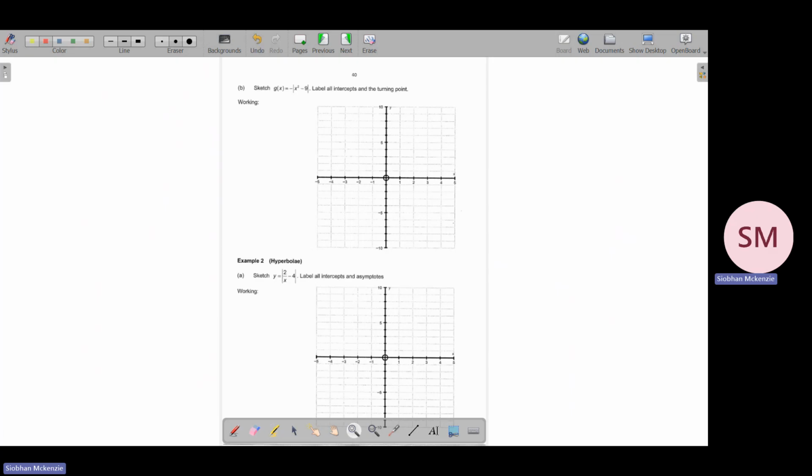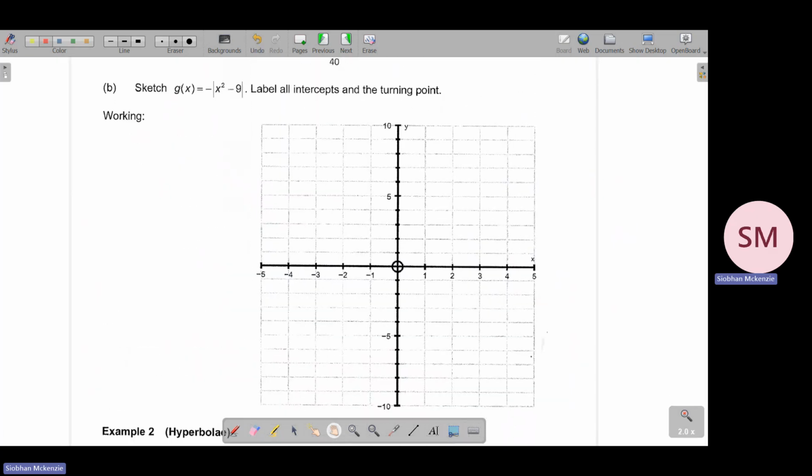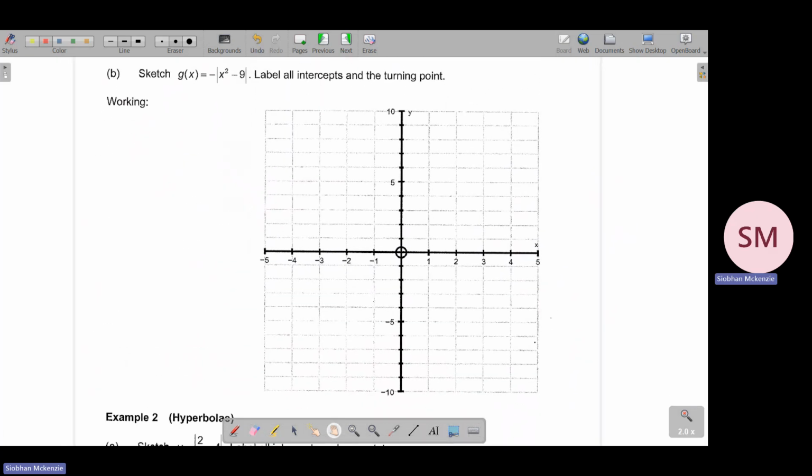Okay, let's try this one. So our first step is to draw the function inside the absolute value, in pencil. Do you agree it's going to start at -9? That is my y-intercept.